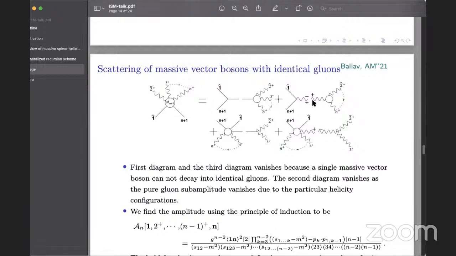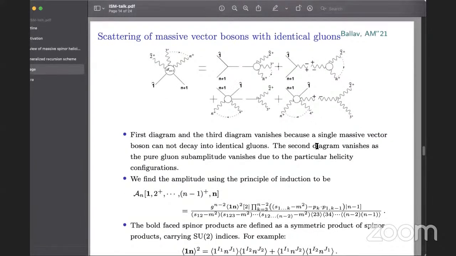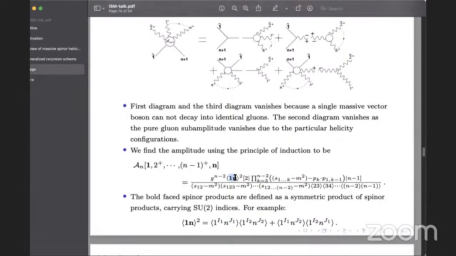And the second diagram vanishes as a pure gluon amplitude, which has either one single negative helicity or all positive helicity gluons attached to it. So both of them are 0. So only this last diagram remains. So we find the amplitude using the principle of induction and generalized recursion to be like this.